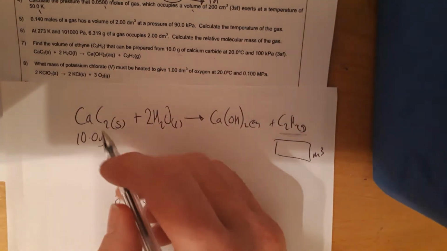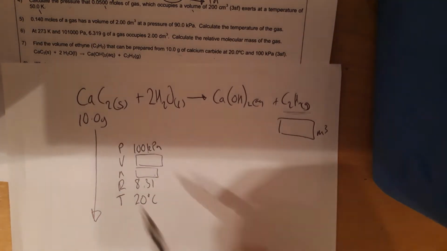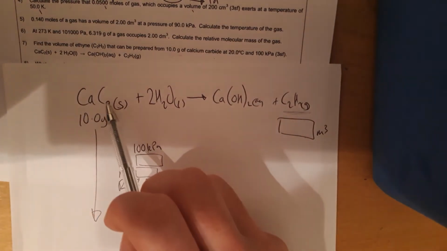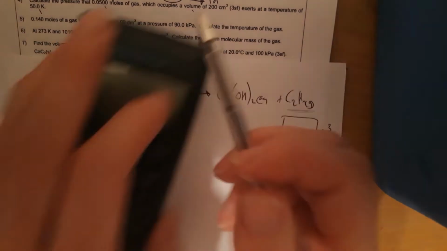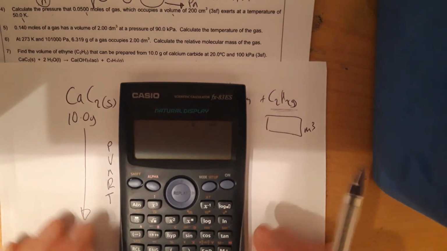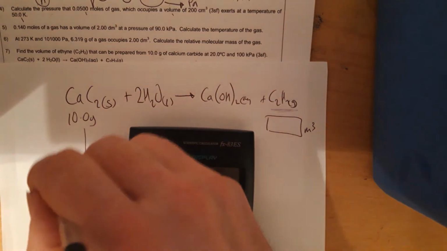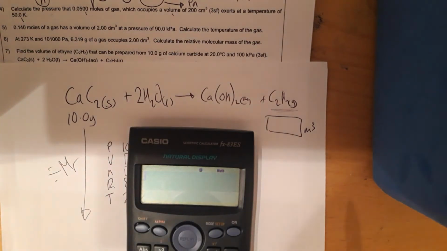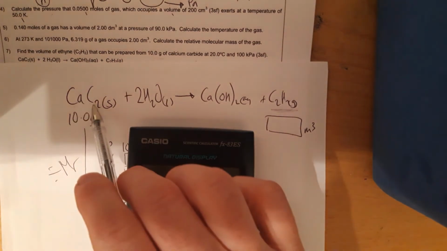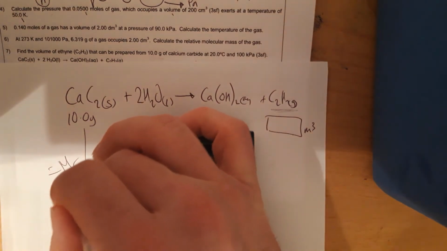Right, 10 grams of CaC2. So the first thing you do is you work out how many moles you've got. 10 grams. So that's calcium is 40. Let's get my calculator out. We're going to divide by MR, because that's what we know how to do. The MR of that is 40 plus 12 plus 12, 64. Yes, divide by 64.